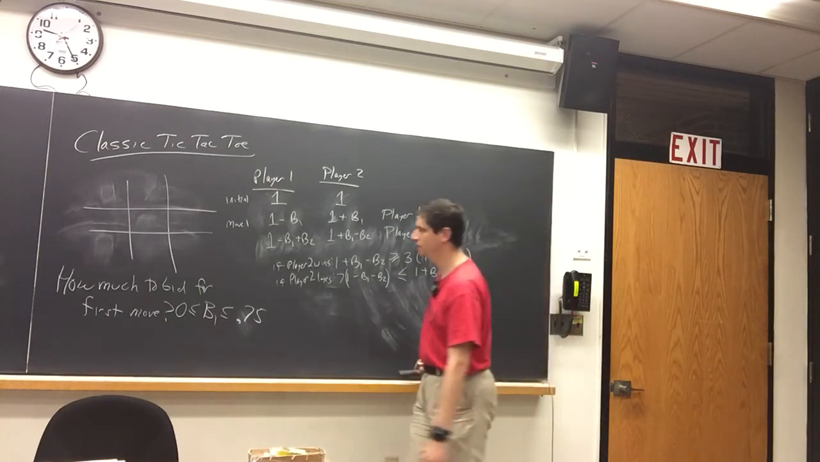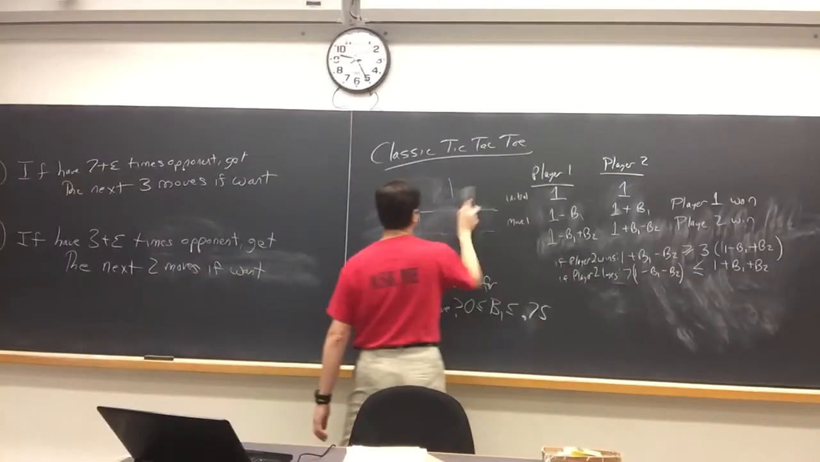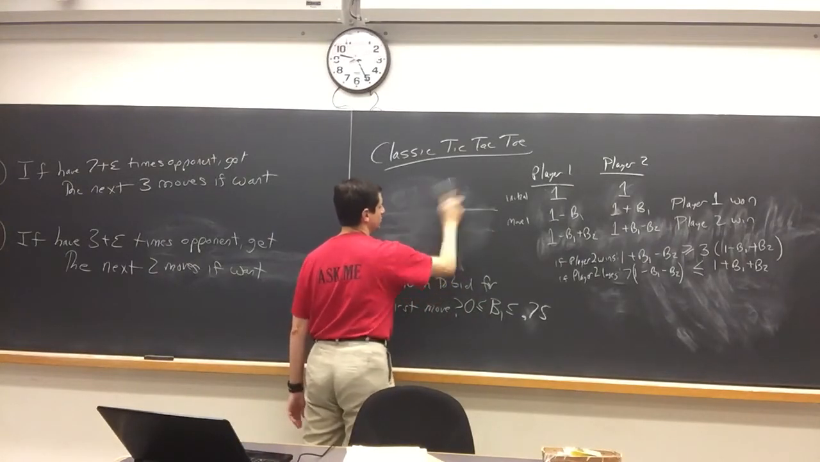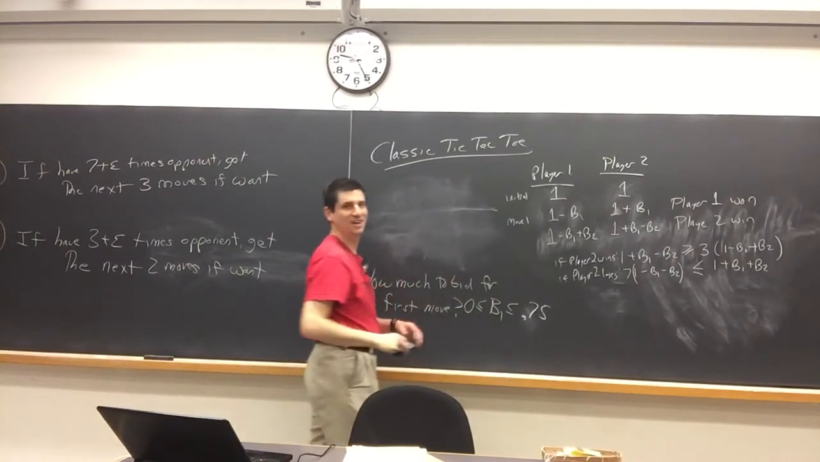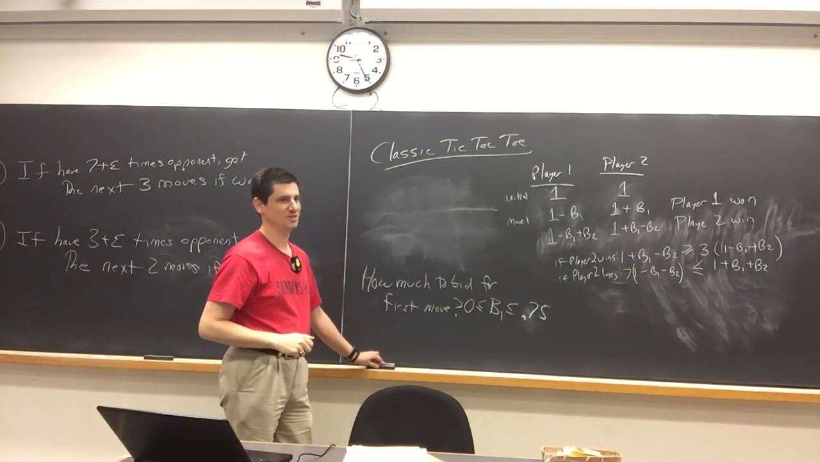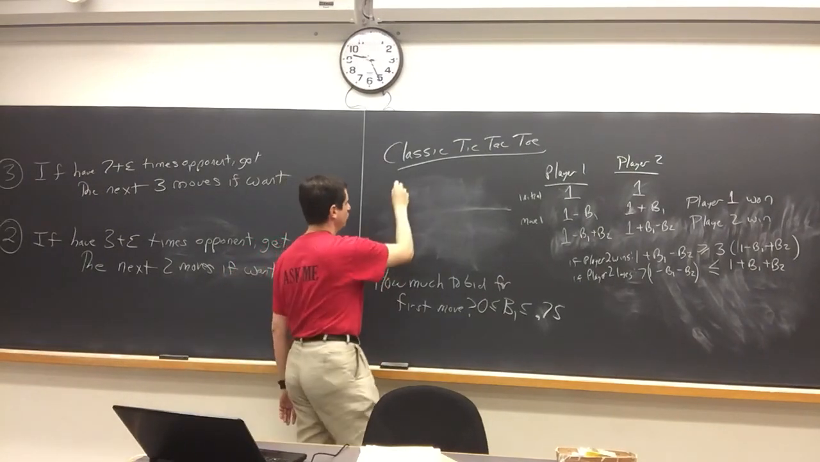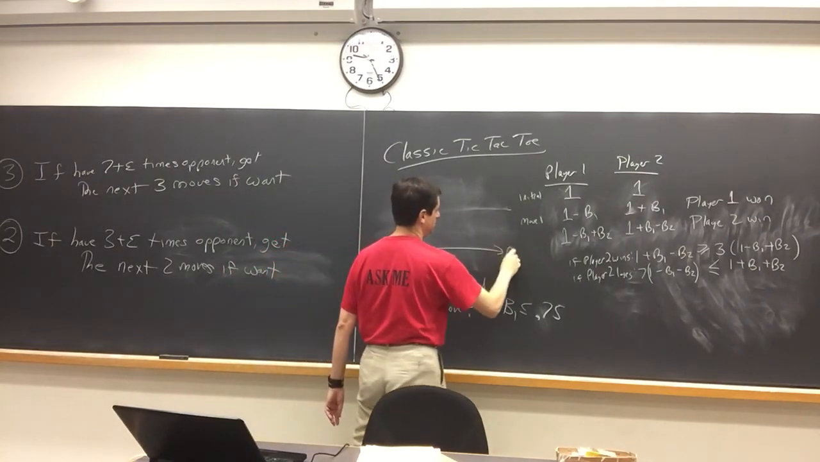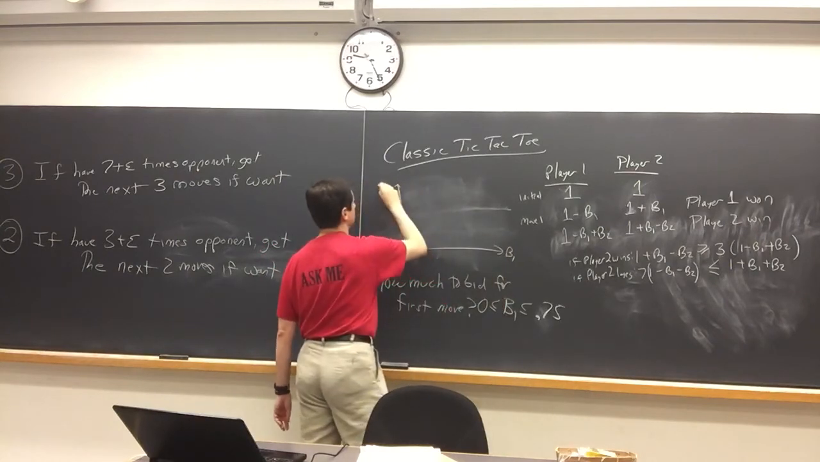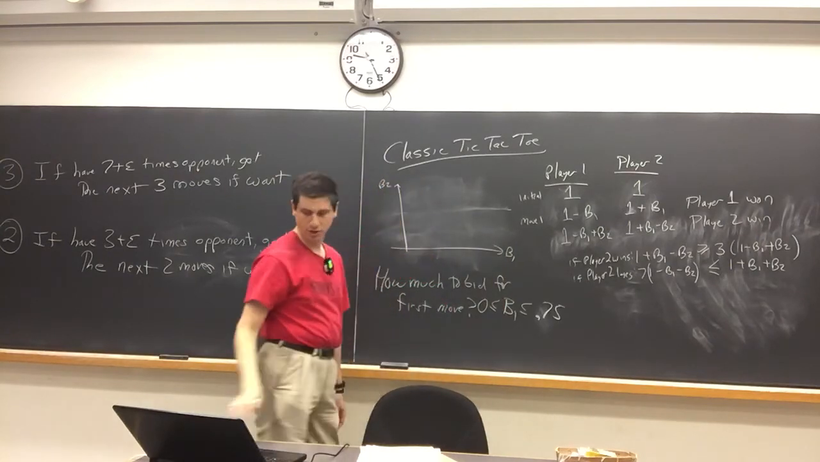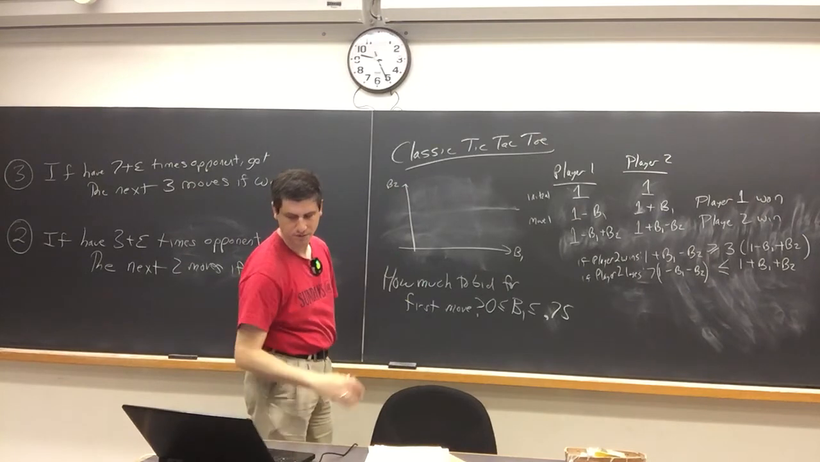I will erase the tic-tac-toe board for now. We know what a tic-tac-toe board looks like, and I'm just running out of board space. All right, so let's draw the B1, B2 axis. Okay, so we've got B1, B2.